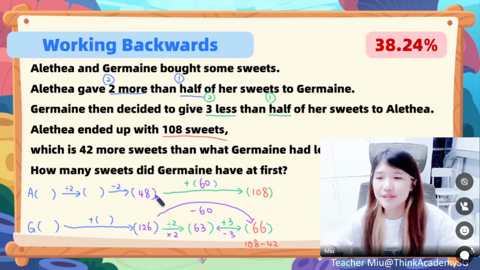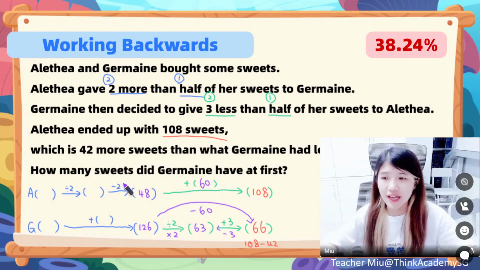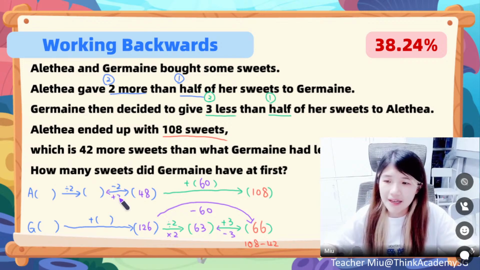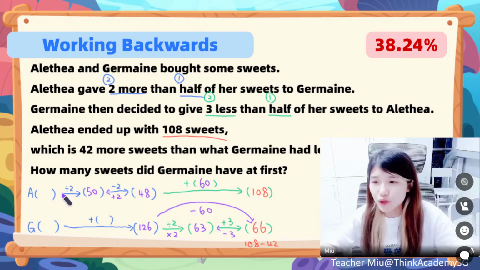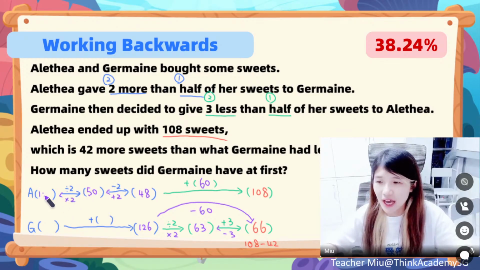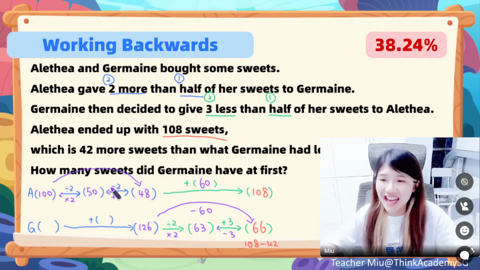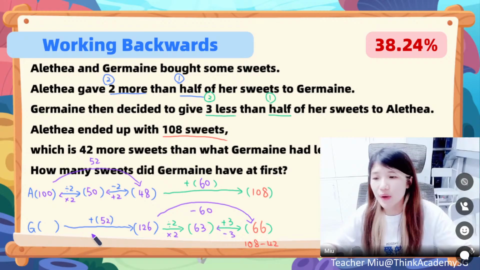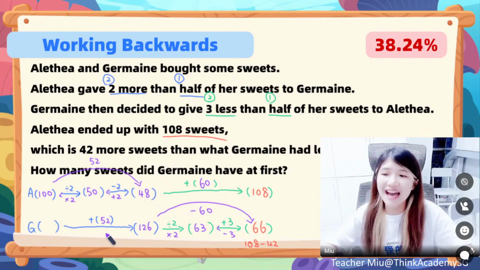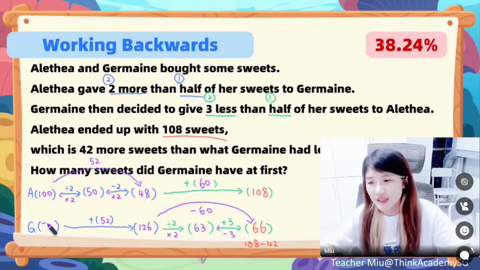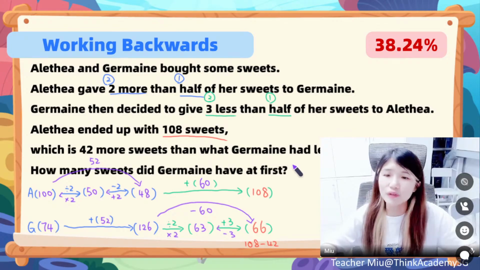Same steps should be done to A. Minus 2, we go backward, plus 2 to go to 50. Divided by 2 here is supposed to be times 2, right? Which is supposed to be 100. So then again, from 100 to 48 is supposed to be given out 52. This 52 was given to G. So when we work backwards, we should minus this 52 and go to 74. That's how we go to the answer 74.